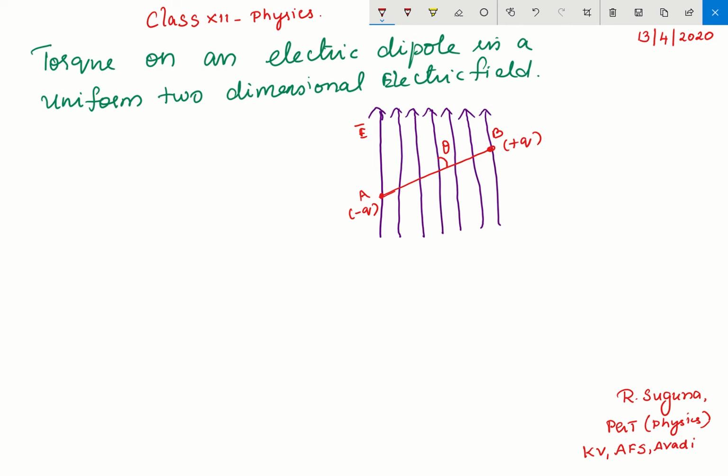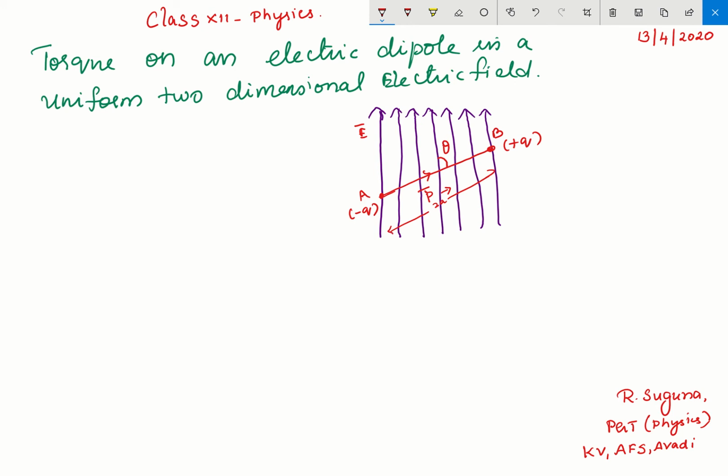And what is the direction of P? P will be in this direction, from minus Q to plus Q. P is the electric dipole moment. Now I am keeping it in this direction, and the angle of inclination is theta. As usual, this is 2A. This is the dipole length.